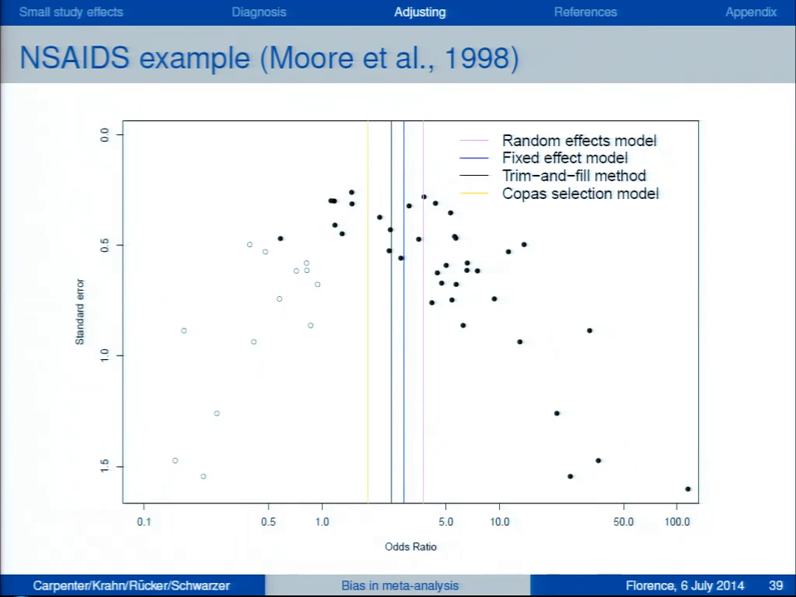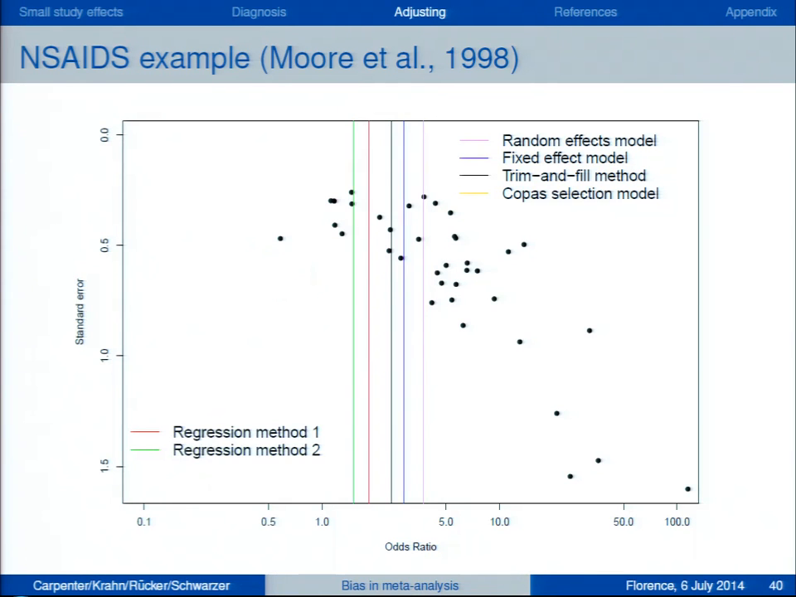Now we add the trim and fill method estimate in black here and the Copas selection model in yellow. Maybe you don't see this yellow estimate. It's the most on the left. So it's correcting very strongly. And you also see the filled-in studies by the trim and fill method on the left-hand side of the plot.